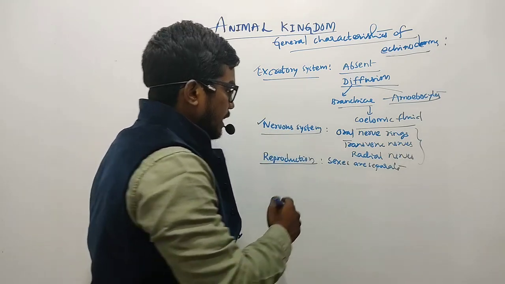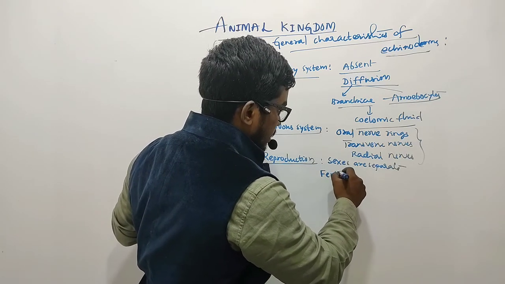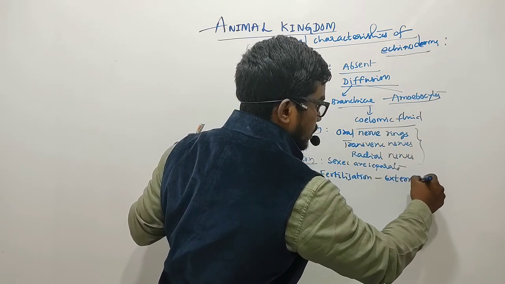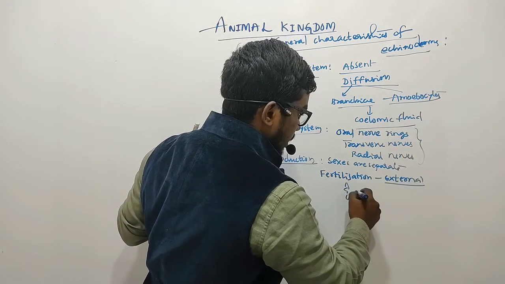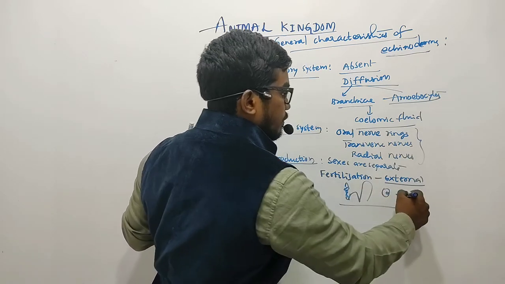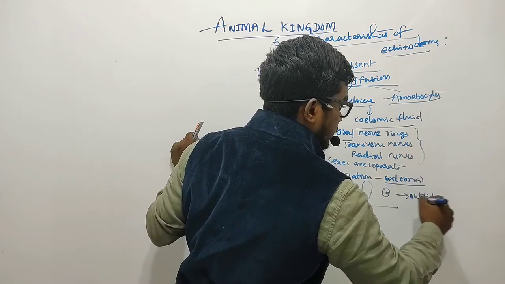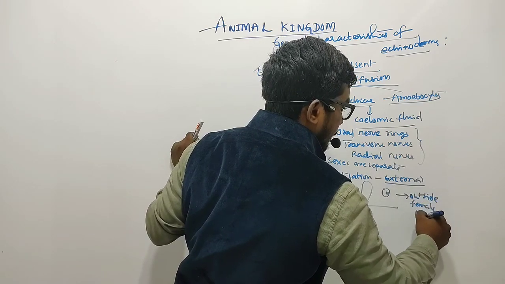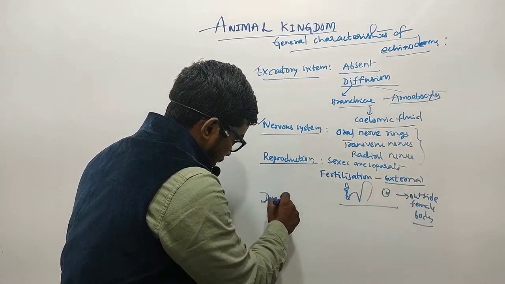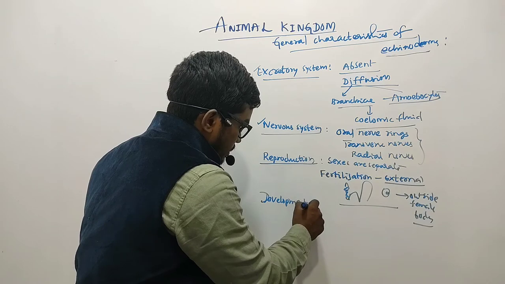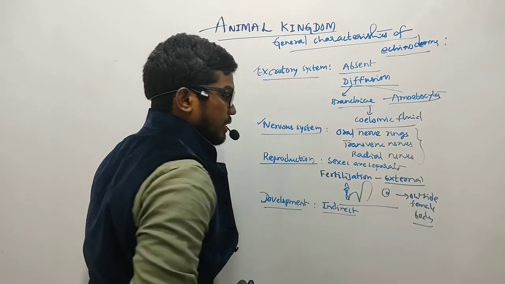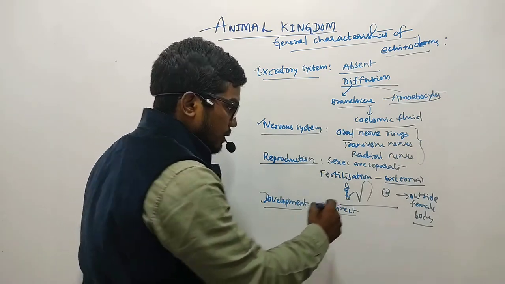To go with that, let me tell you that fertilization here is external, that means the fusion of the male gamete and the female gamete occurs outside the female body. So let's go with development here. Next, see, it is indirect type here, that means all the organisms have to pass through the larval stages.